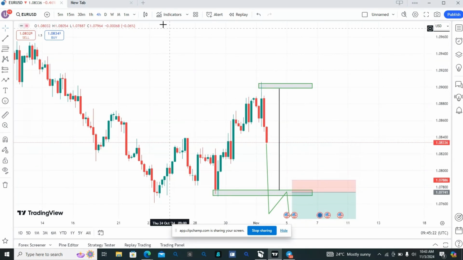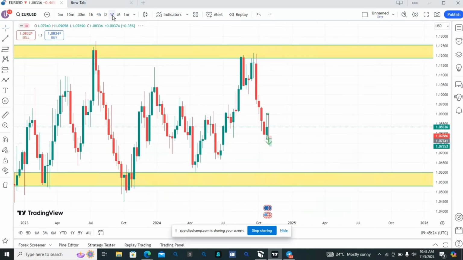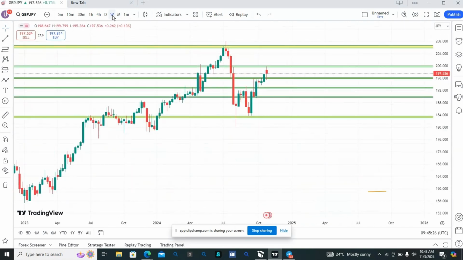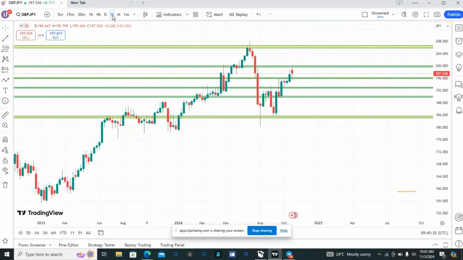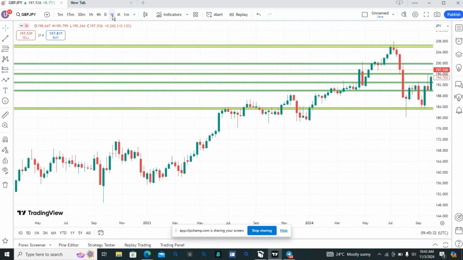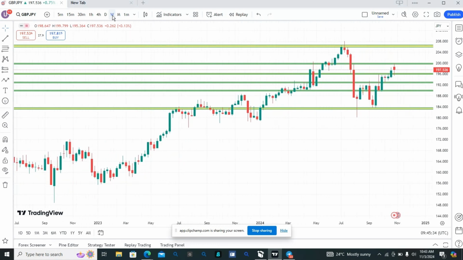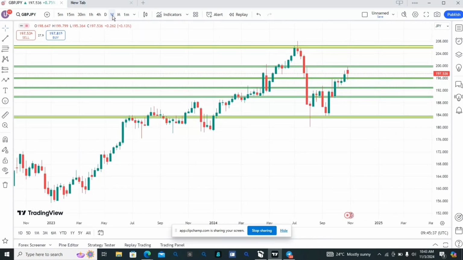Okay. So the next pair on the list is GBPJPY. Let's get down to GBPJPY. So this is GBPJPY, the weekly time frame. What are you seeing here? We are seeing higher high, higher low, signifying bullish trend. So let's go down to the daily time frame and see how we can join this bullish trend.